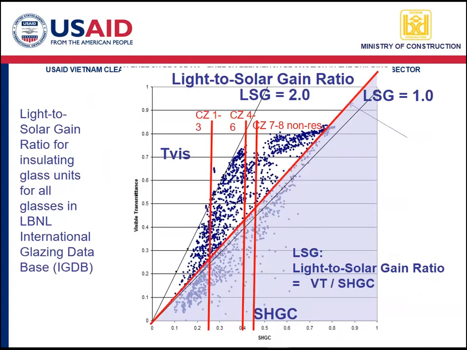This is a chart that shows all of the glass products that are available in an international database of glass products with 2 panes of glass for insulation. The best glass has the lowest solar heat gain coefficient, to the left, and the highest visible transmittance for improved daylighting. So you want to choose glass that has a low shading coefficient and high visible transmittance.